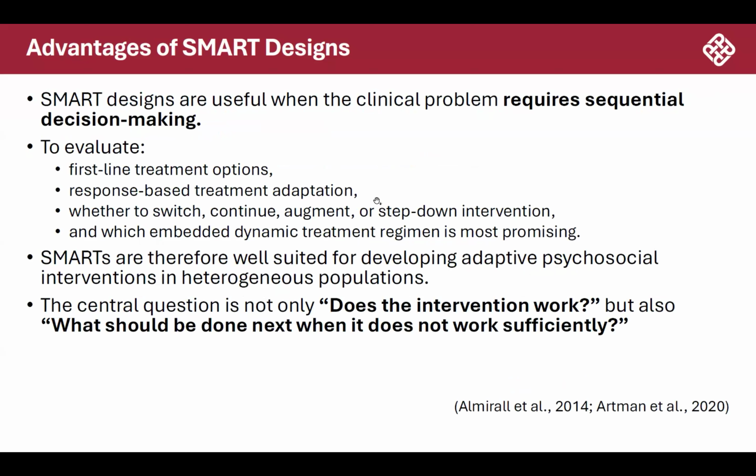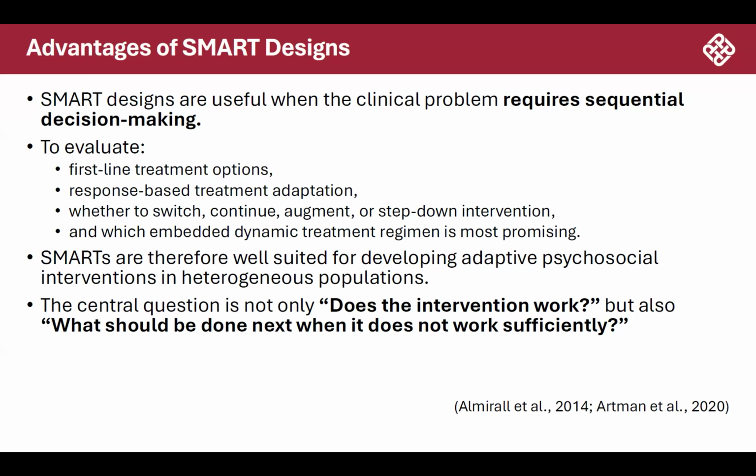So SMART designs go beyond asking, does the intervention work? Because in the traditional RCT, we usually ask whether the intervention is effective or not. We also calculate the effect size of the interventions on the primary outcome. Instead, when we use the SMART design, we ask what we should do next if the intervention does not work sufficiently. Let me take an example. If you have a headache, you may take Panadol, but if the Panadol does not work, what will you do next? So SMART design is a research approach that helps us think about what we should do next if the interventions do not work sufficiently.